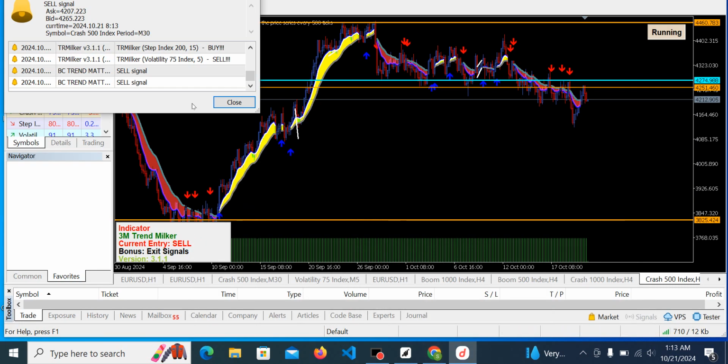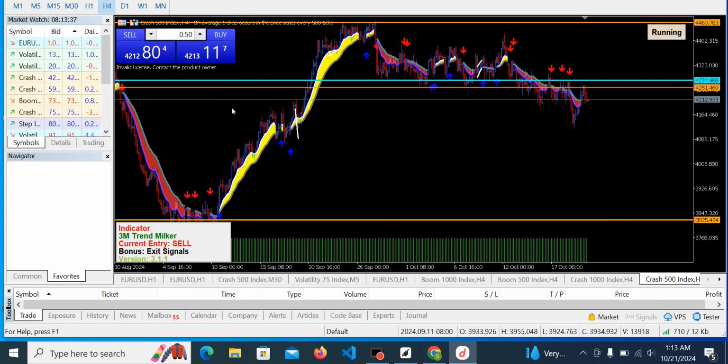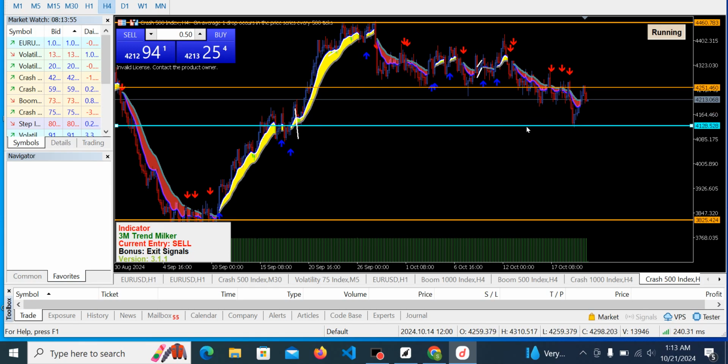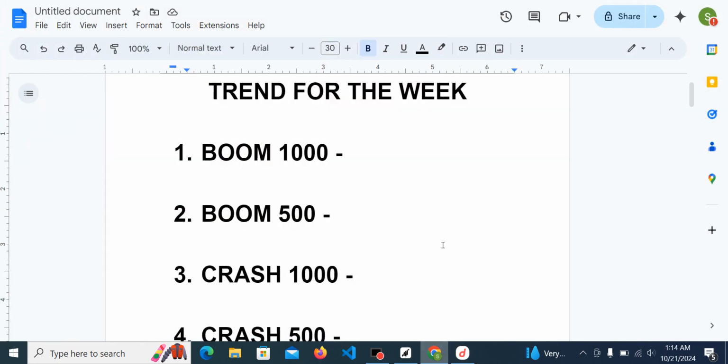And of course guys, I will be using the 3M trend milker trading indicator to do my analysis right from here. I'm on H4 time frame. This went on an uptrend right from here till this very moment, and right now it is on a downtrend, and we expect it to sell more, most especially once it breaks out below this particular spot. So this should be giving us more of a selling opportunity than a buying opportunity. It's going to be more of a downtrend than an uptrend.